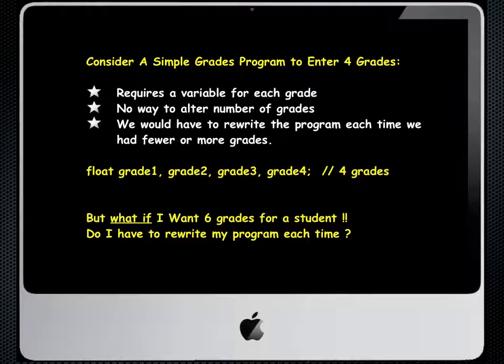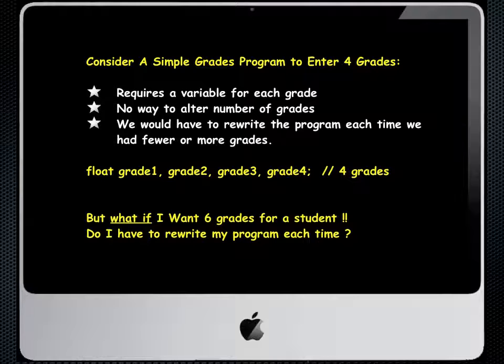Let's consider a simple grades program to enter 4 grades. We would require, with our current skills, a variable for each grade, and we would have no way to alter the number of grades once we set up the program. We would have to rewrite the program each time if we had fewer or more grades.